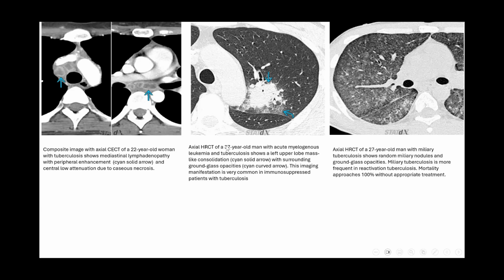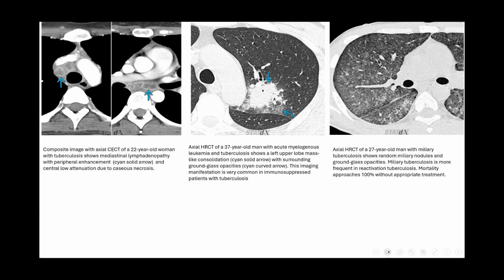The second case is a 37-year-old man with acute myeloid leukemia, also TB, showing consolidation in the left upper lobe with adjacent small ground glass density. So again, like I said, the consolidation could be TB, could be malignancy, could be pneumonia. So the physician should follow the patient with multiple X-rays to make sure the patient has a good response to the treatment. If the patient doesn't show any response, the physician should think about lung malignancy.